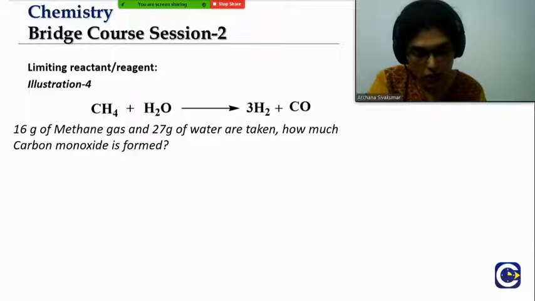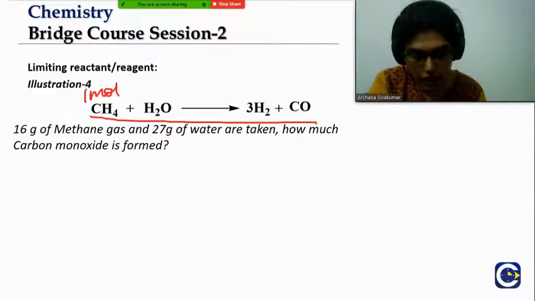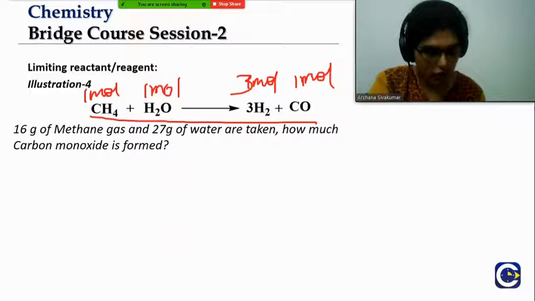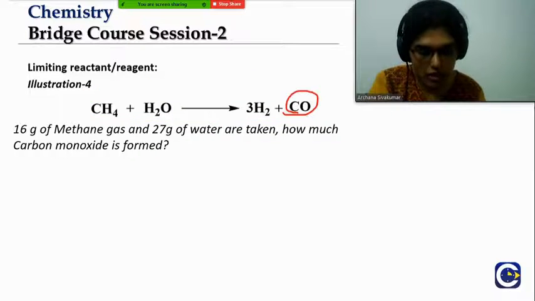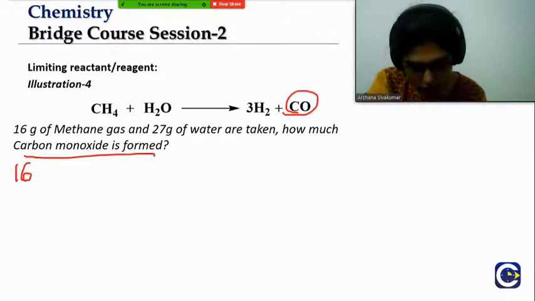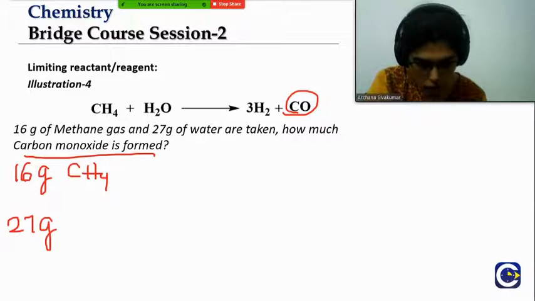So we are going to find out how to calculate it. First we have to see if the reaction is balanced. The reaction is balanced, isn't it? 1 mole of methane will react with 1 mole of water to give 3 moles of hydrogen and 1 mole of carbon monoxide. But here we are concerned only about carbon monoxide because that is what is asked. Now what is given? 16 grams of methane and 27 grams of water.